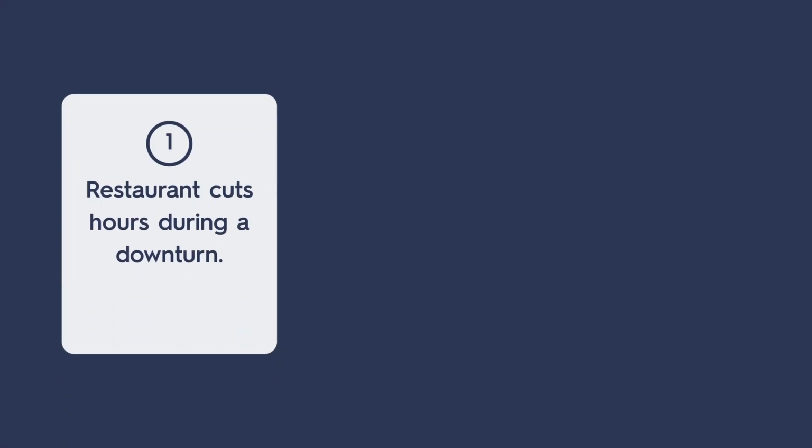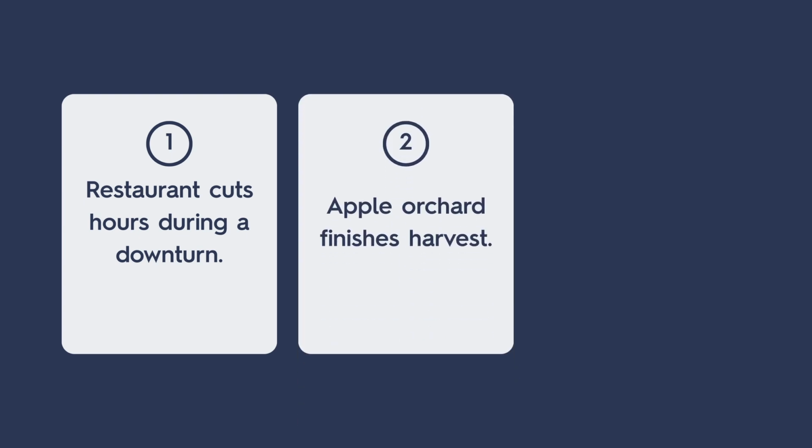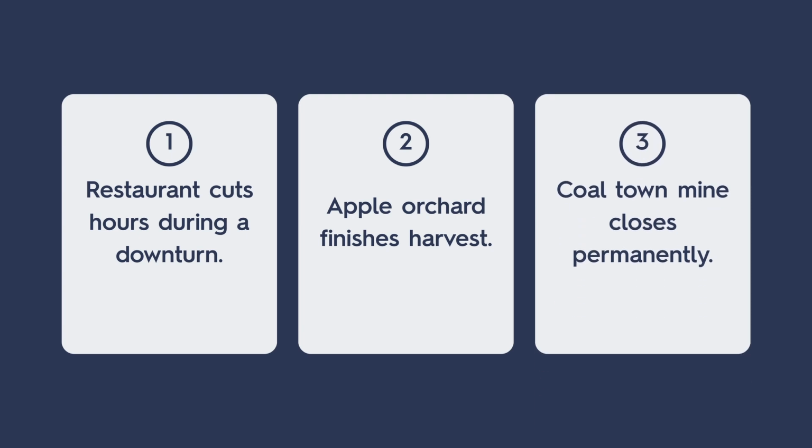Let's test your understanding. First, a restaurant cuts hours during a nationwide downturn. Second, an orchard finishes its seasonal harvest. Third, a coal mine shuts down and many workers need to retrain. Can you classify each type of unemployment? Here's how they break down.